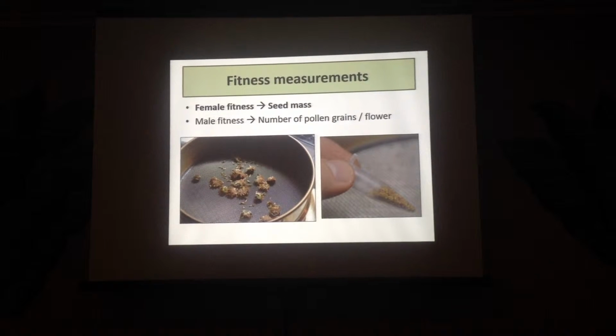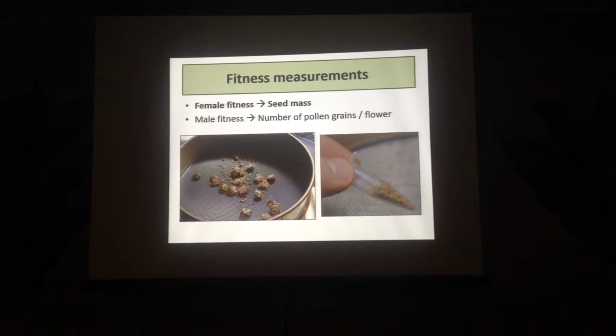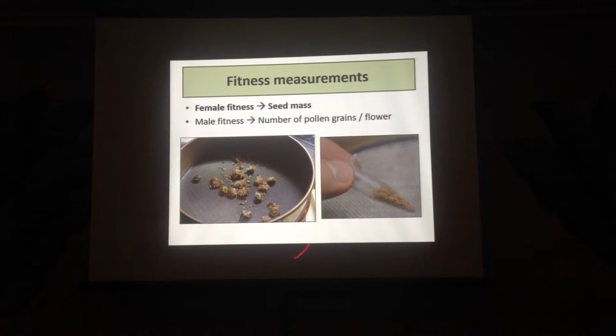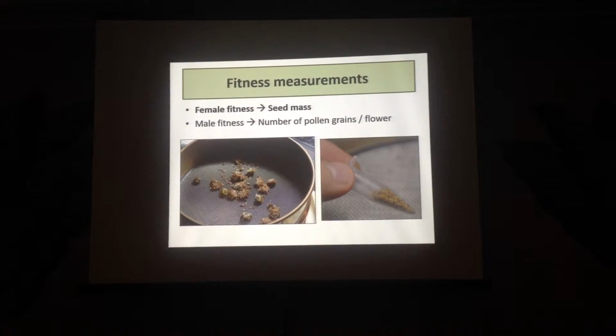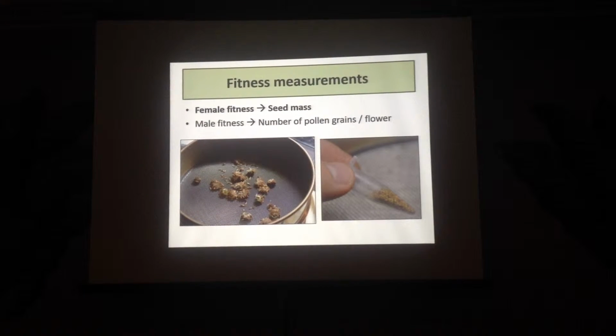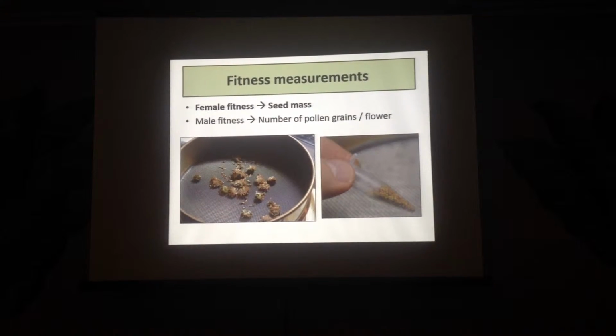I made measurements of two components of fitness. So I measured female fitness, which was seed mass, very correlated with seed number. And I measured male fitness, which I did as the number of pollen grains per flower. So this is sort of pre-selection. And I'm going to focus today on female fitness, which is where all the interesting stuff was happening.